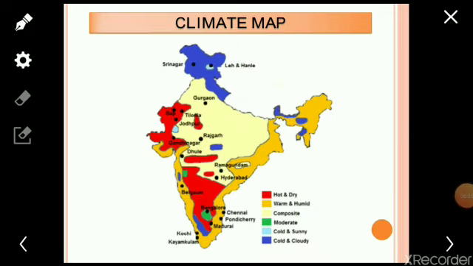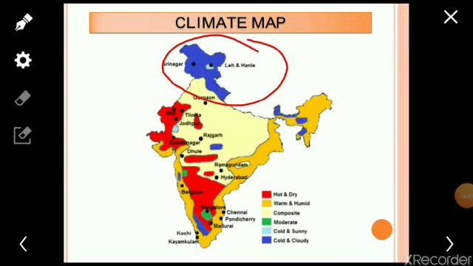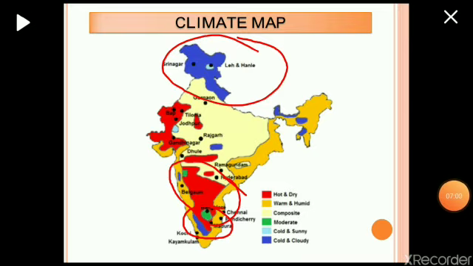Climate maps. These maps give general information about the climate of a region. Different colors are used to show different climatic regions. Here, the blue color is for cold and cloudy climate. The red color is for hot and dry climate. And the green color is for the moderate climate. Moderate climate means the climate which is not very hot or not very cold.